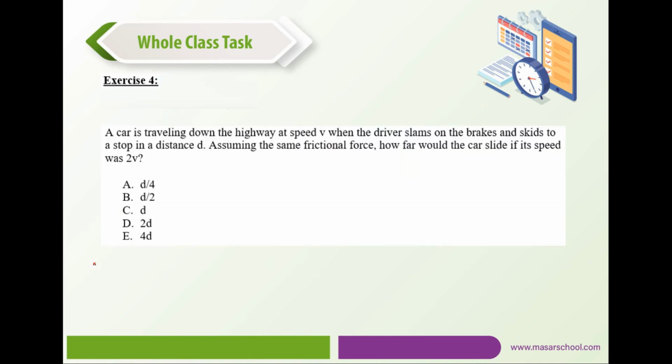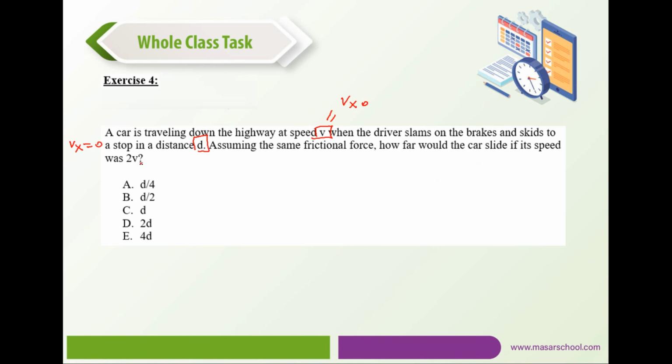A car is traveling down the highway at a speed v when the driver slams on the brakes and skids to a stop in a distance d. The initial speed is v, that would be v0, vx0, and skids to a stop, then the final velocity or speed is 0. It covered a distance d. Assuming the same frictional force, how far would the car slide if its speed was 2v?